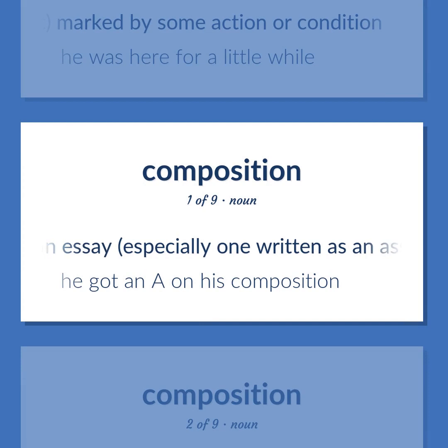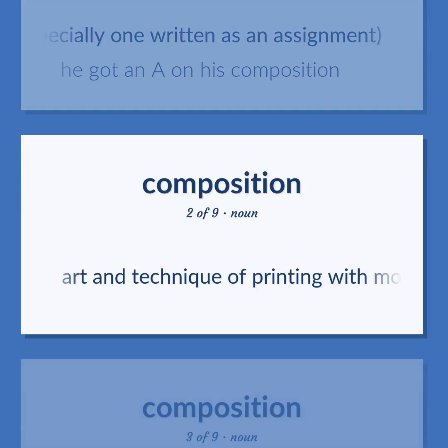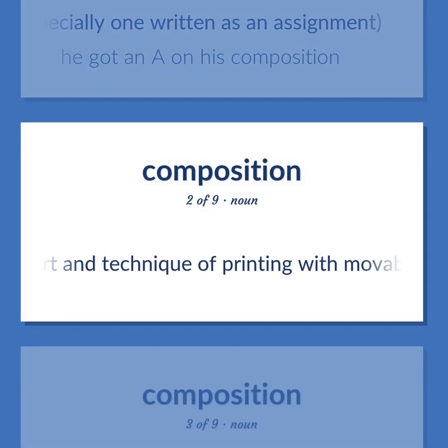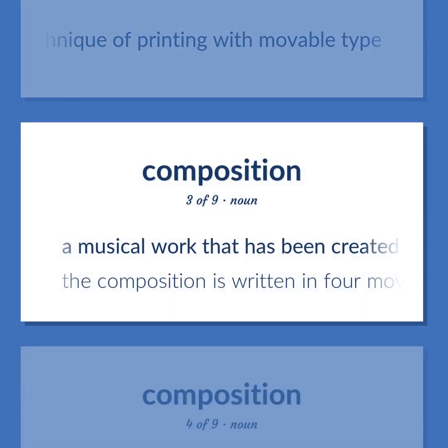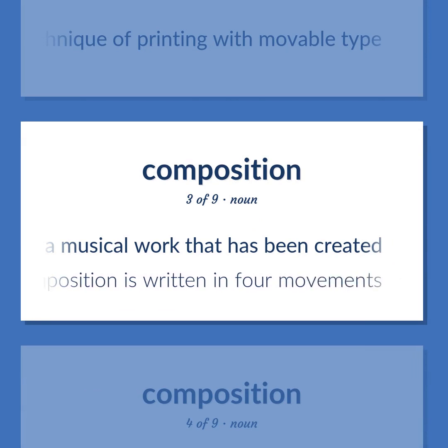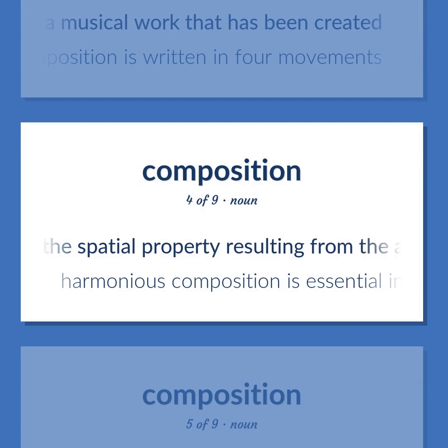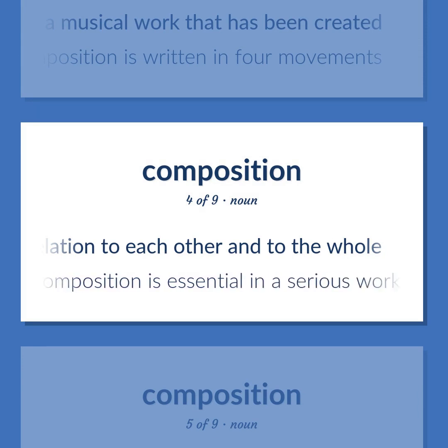An essay, especially one written as an assignment. He got an A on his composition. Art and technique of printing with movable type. A musical work that has been created. The composition is written in 4 movements. The spatial property resulting from the arrangement of parts in relation to each other and to the whole. Harmonious composition is essential in a serious work of art.